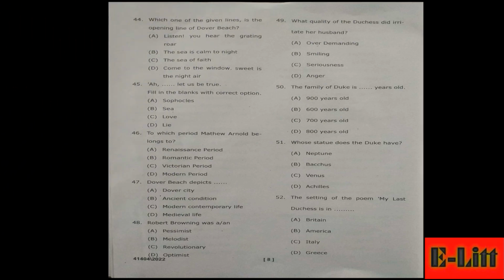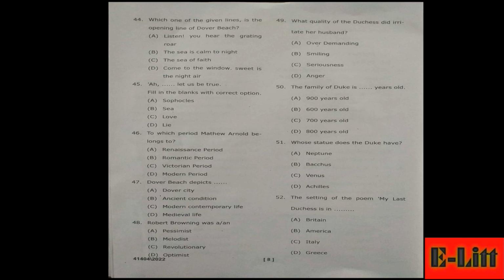Now the next question is, which one of the given lines is the opening line of Dover Beach? The correct answer is, the sea is calm tonight. Blank, let us be true. Fill in the blanks with the correct option. The correct option is love.